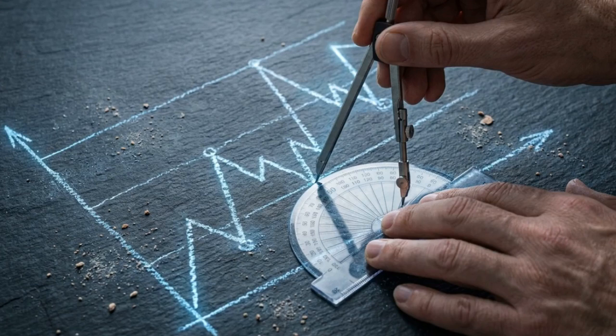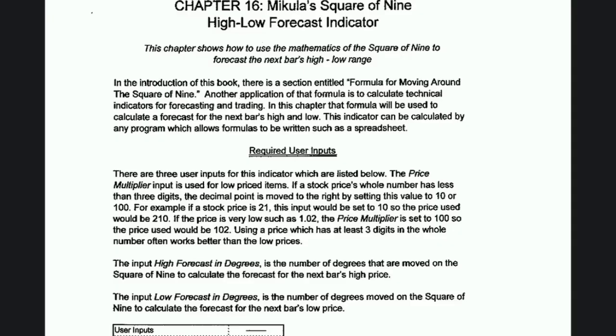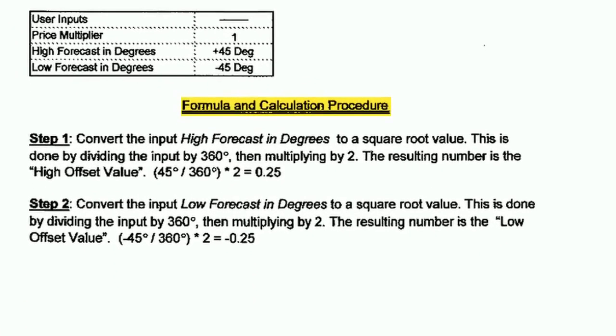Once we have our map and our wind directions, we can move toward a more specific calculation. How do we determine the potential high and low for a single day of trading? Chapters 16 and 17 provide a specific calculation procedure for this. As the text shows here, this isn't based on intuition. It's a multi-step math formula.